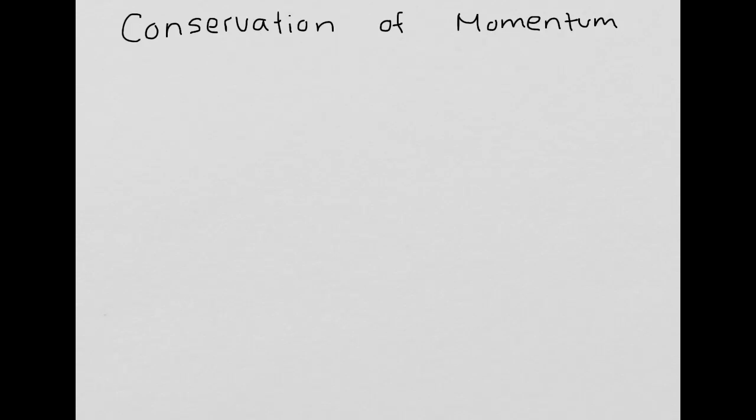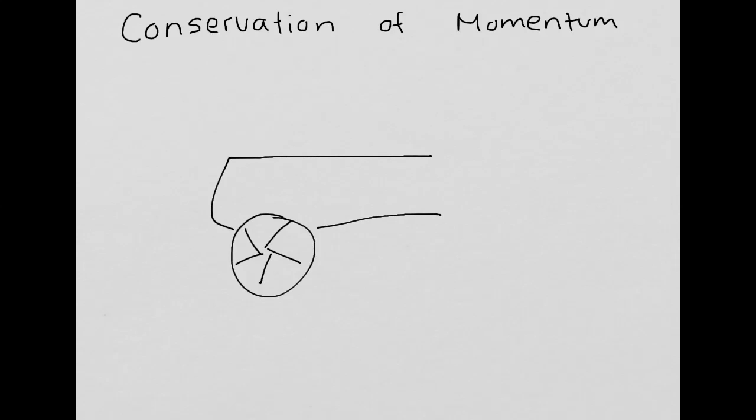So let's look at an example. Let's say I have a cannon that shoots a cannonball. Before I shoot, the cannon and the cannonball together are at rest. Therefore, the momentum is 0. So initial momentum is 0 in this case.